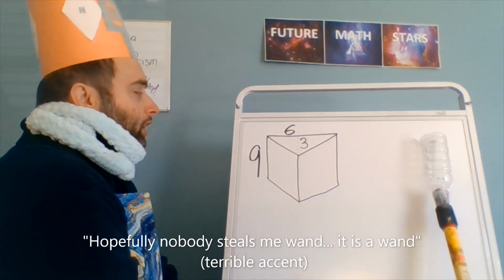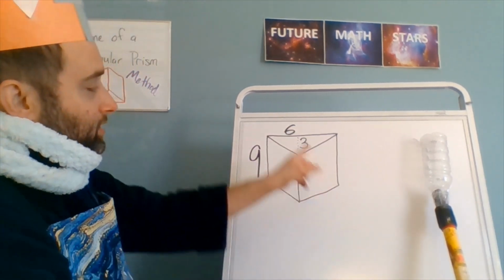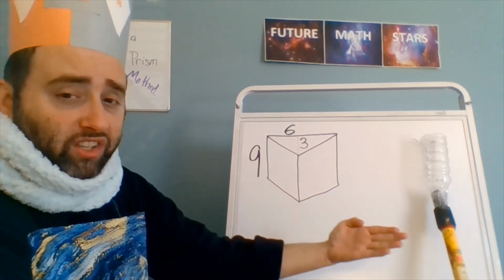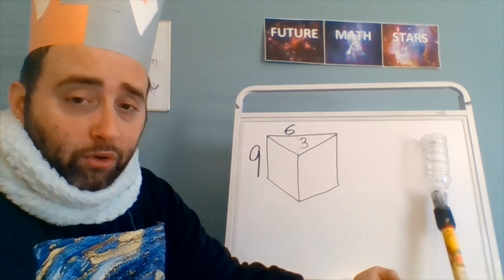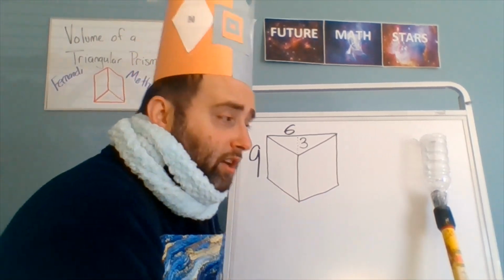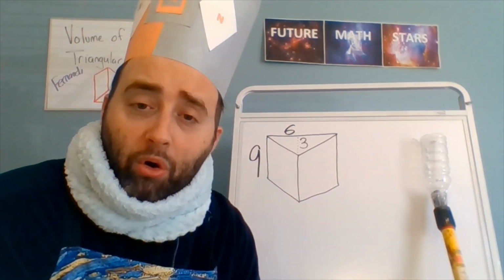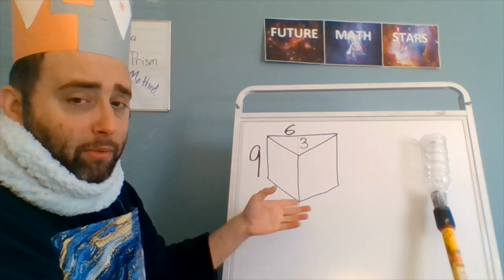Here we have a triangular prism. You can tell it's a triangular prism because there's a triangle here, and if you could see, there would be a triangle on the bottom. Hence, it would be a triangular prism. So, according to whoever may have taught you yesterday, they probably told you to find the area of the face, then multiply it by the length.